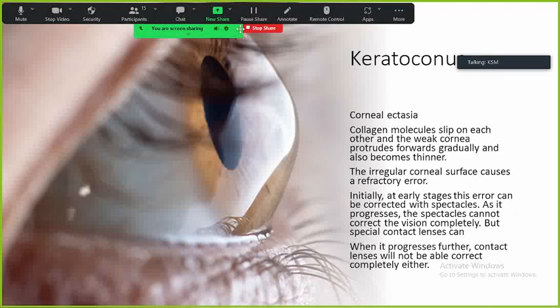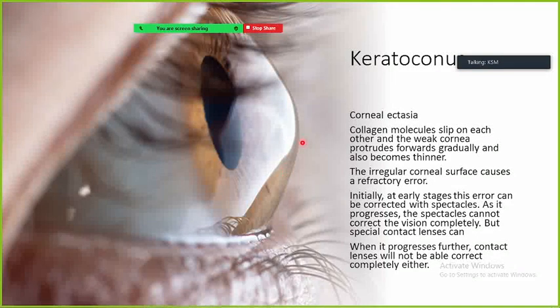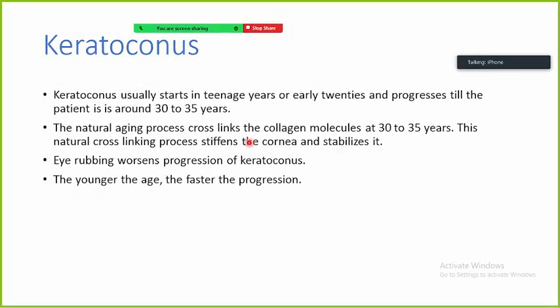So keratoconus is another refractive condition where the cornea becomes progressively thinner, and it's about a problem with the collagen molecules, because it makes a weaker cornea and gives rise to refractive errors. Usually it starts in the teen years or early 20s, and the maximum corneal strength is by the age of 35. Eye rubbing worsens this condition, and if it starts at a young age, the progression is faster. So you have to catch them early.